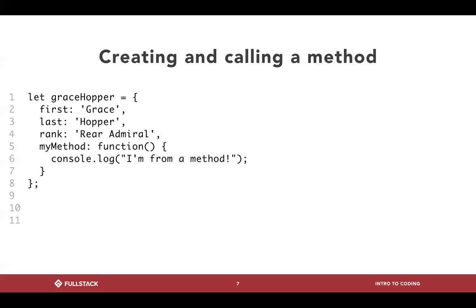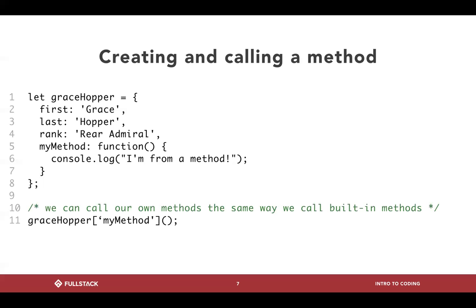So if we tried to access Grace Hopper brackets my method, it would return the function, and then we could call the function there. We can invoke it. So here we have Grace Hopper, my method, that pulls in the function, and then we gotta add those parentheses in order to call the function. And it'll log out, I'm from a method. So this is a way to create and call a method inside of an object.